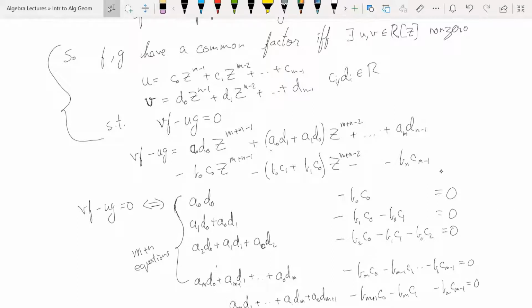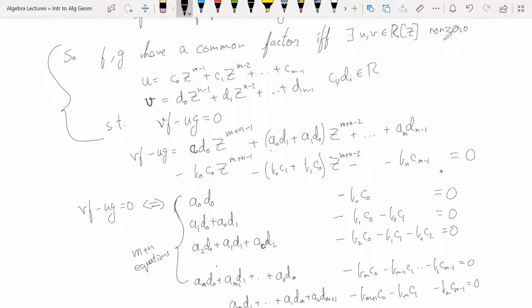And similarly, U times G you can write this way. Yes, B0 C0 times Z power m plus n minus 1. Minus, so these will come with a negative sign because U times G is with negative signs. So we get that VF minus UG is 0, is this, which we know should be 0.